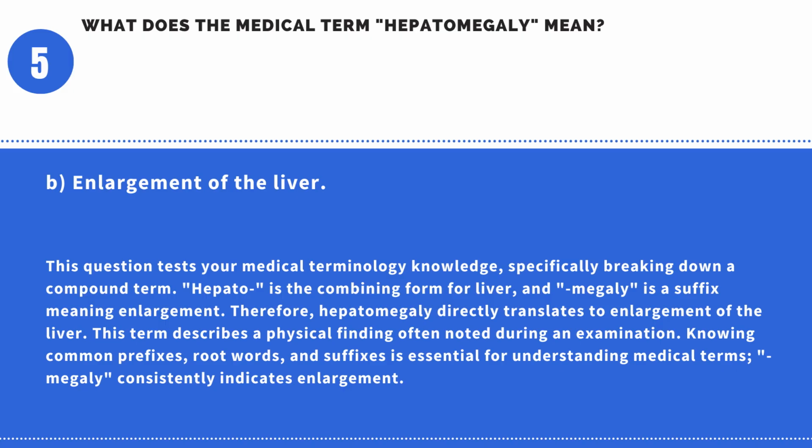Answer B. Enlargement of the liver. This question tests your medical terminology knowledge, specifically breaking down a compound term. Hepato- is the combining form for liver, and megaly is a suffix meaning enlargement. Therefore, hepatomegaly directly translates to enlargement of the liver. This term describes a physical finding often noted during an examination. Knowing common prefixes, root words, and suffixes is essential for understanding medical terms. Megaly consistently indicates enlargement.